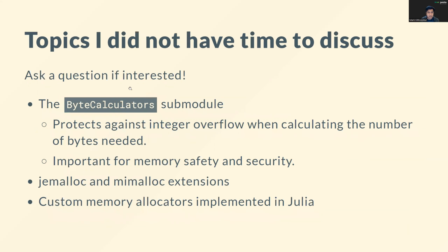And there are a few topics I have not discussed. For example, how do I handle integer overflow for memory and type safety? And also, how might I use this to extend for other allocator schemes such as jemalloc or bmalloc? And I also have some ideas for how we might implement custom memory allocators in Julia.